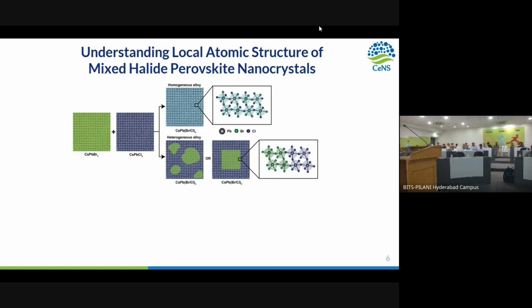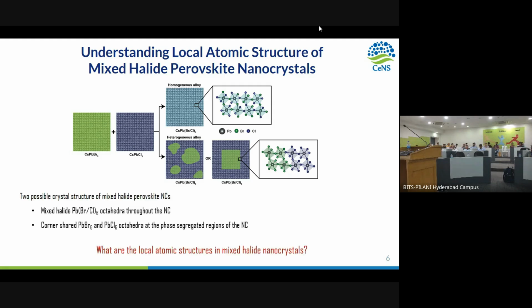Or is it like there is some phase segregation within the nanoparticle and then we are having this type of system? We do not know that. We cannot probe it even from the variable energy XPS. So this is the type of question we ask, and basically what we are going to look at is the local atomic structure in these mixed halide perovskites.